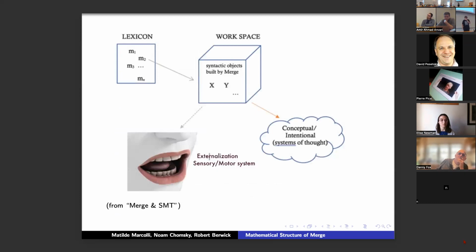So this is the illustration that is in the Non-Merge and Some Linguistics book. You have the workspace, lexical items, syntactic objects, with the action of Merge. Then you have one channel that goes down to externalization and the interaction with the sensory-motor system. And you have one channel that goes to the syntax-semantics interface, and the system of thought, conceptual-intentional.